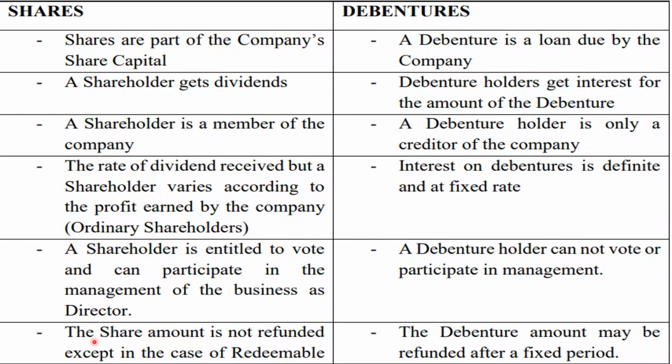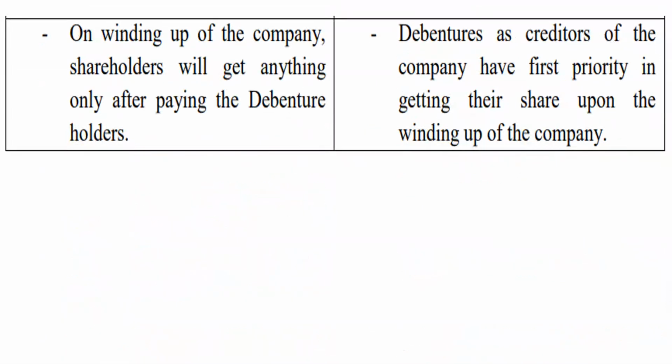Another difference is that the share amount is not refunded except in the case of redeemable shares. For debenture holders, the debenture amount may be refunded after a fixed period. To finish this lesson, the last difference between shares and debentures is on winding up of the company. In the case of shares, shareholders will get anything only after paying the debenture holders. On the other hand, debenture holders, as creditors of the company, have first priority in getting their share upon the winding up of the company.